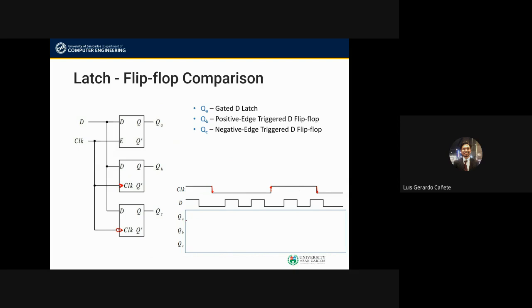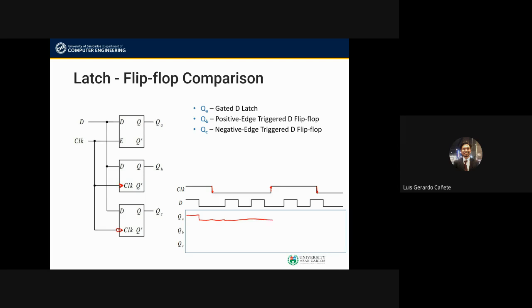So let's try to plot out the value of QA, which is for the latch. Initially, we copy the value of D because clock is high. So as long as clock is high for a latch, we copy the value, up to here, then clock goes low. So whatever the value of Q is, we continuously copy that. We no longer copy the value of D. So we don't copy this part. We don't copy that part either. So it's always going to be 0.